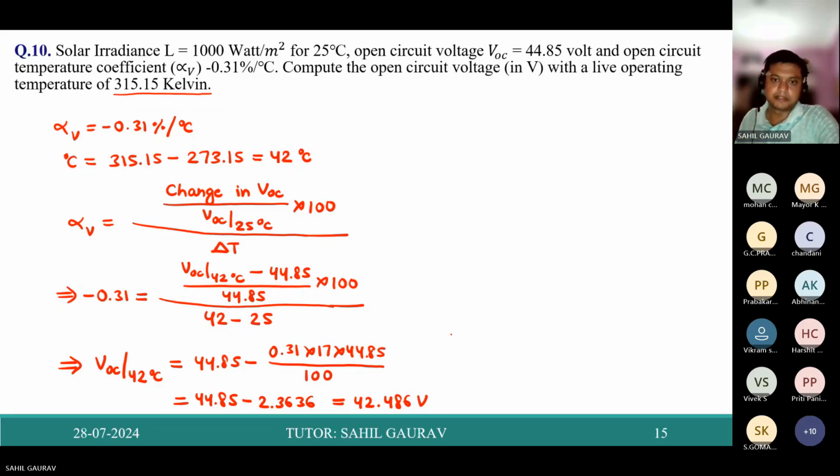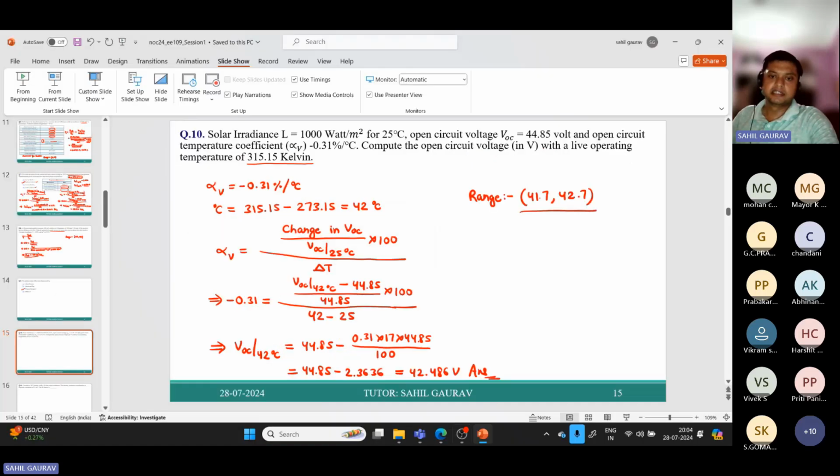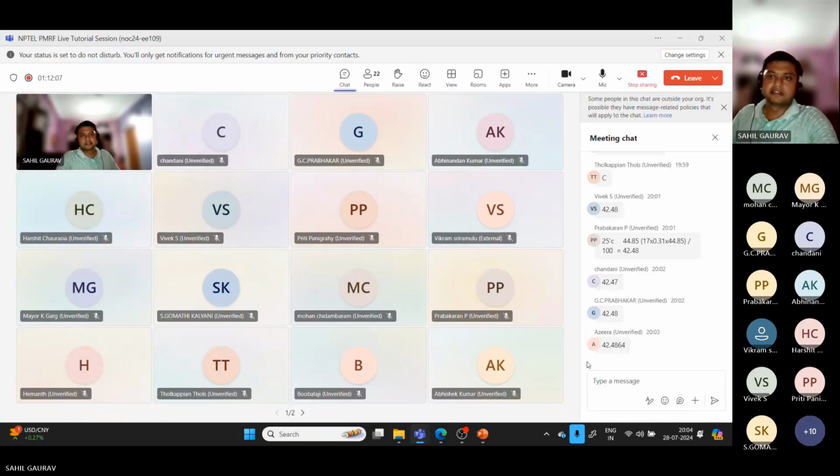The range for this problem is given as 41.7 to 42.7. So we are getting the answer as 42.48 volt. You have the correct answer. Prabhakaran, Vivek, Chandni, Prabhakar, Ajira, all of you are correct.